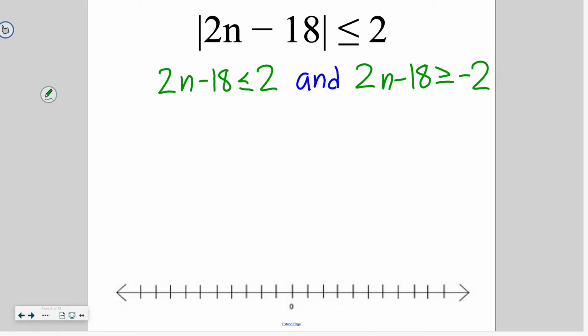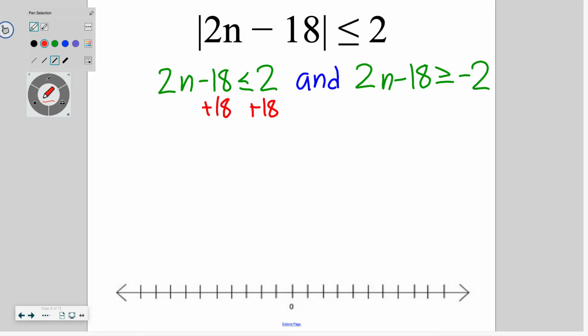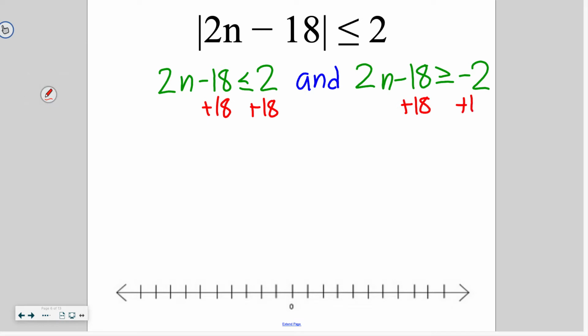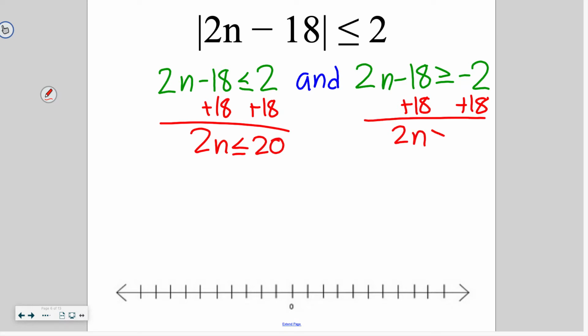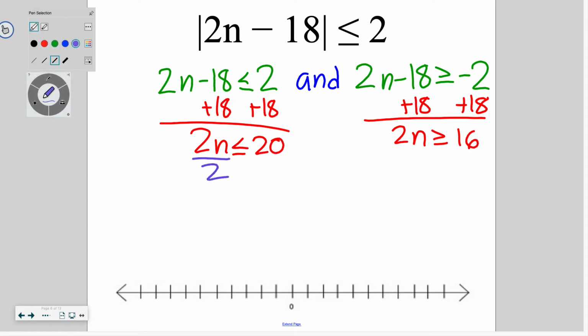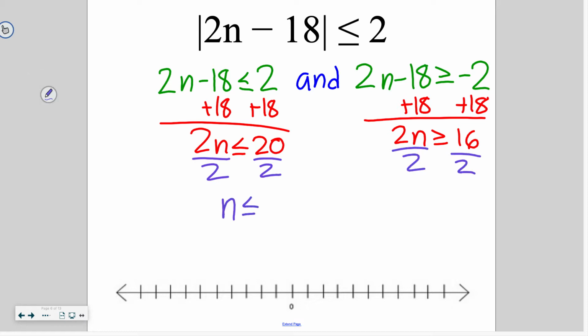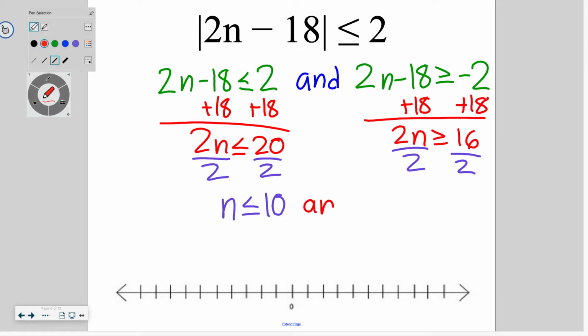So now we need to go through and solve these. My first step on both problems is going to be to add 18 to both sides. As I am doing that, I've got 2n now is less than or equal to 20, and on this one, I've got 2n is greater than or equal to 16. My next step is going to be dividing by 2 on both sides of my inequalities. And I end up with n is less than or equal to 10, and, because we've got an and statement here, n is greater than or equal to 8.